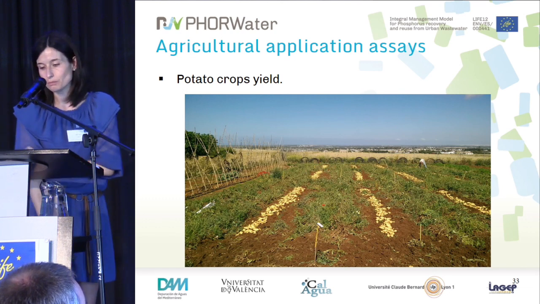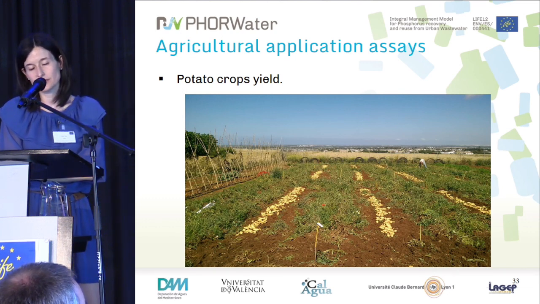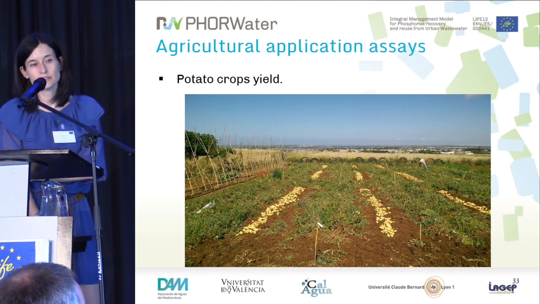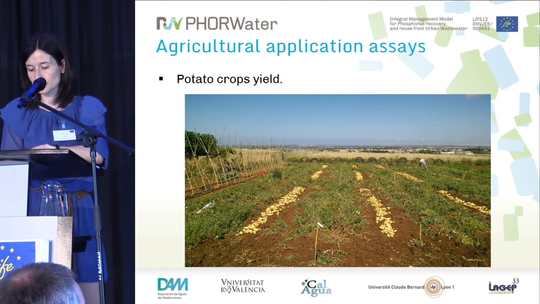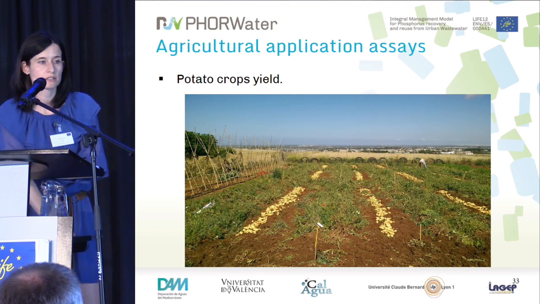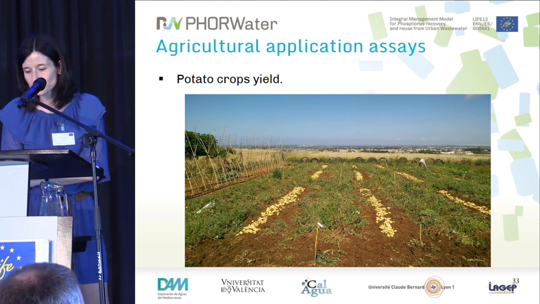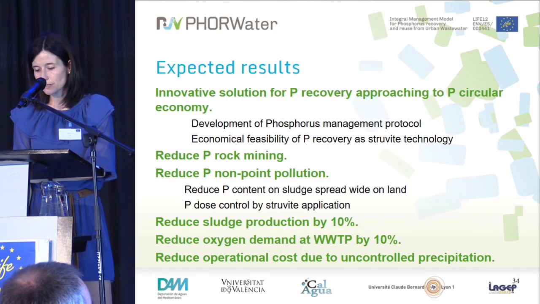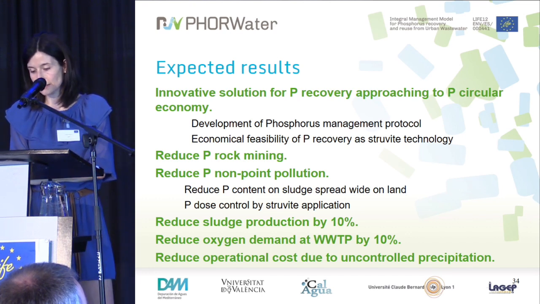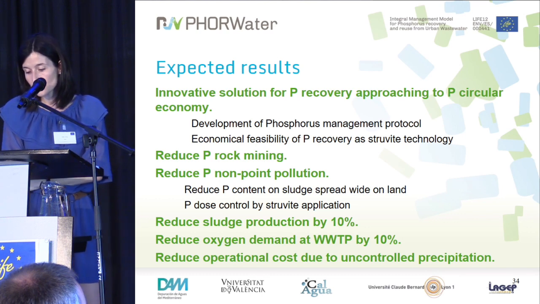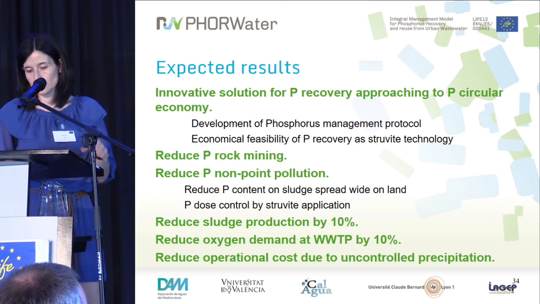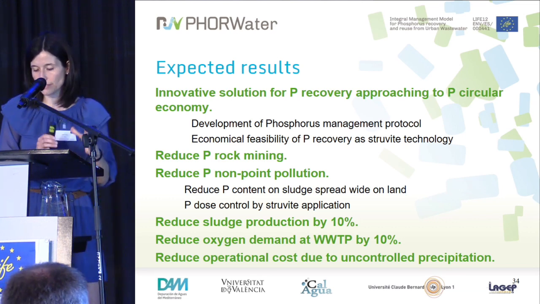The potato assays should be finished at the end of June, and wheat assays will be finished along July. So we will probably have these results available on our website maybe along August, before September. So our expected results are just right here. And we reduced the sludge production. Well, I didn't talk about the energy demand because we haven't quantified it yet.